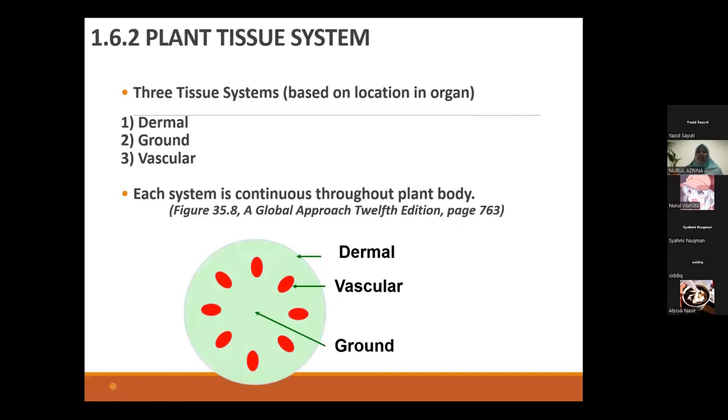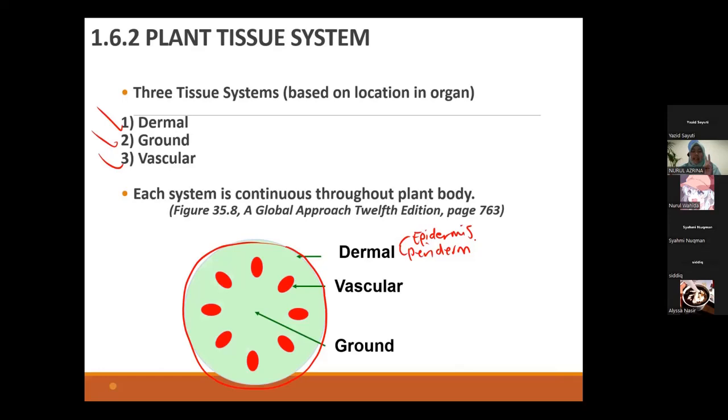Okay. Next we go to plant tissue system. Alright. So tadi we have looked at meristem tissue. Now meristem tissue is one part. Now we go to the plant tissue system. So there are three plant tissue systems: dermal tissue, ground tissue, vascular tissue. Dermal means bahagian yang lapisan paling luar, where you have the epidermis. So epidermis is part of the dermal tissue ataupun periderm for the woody plant.